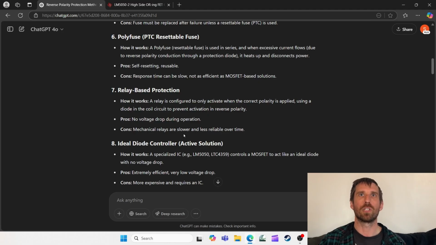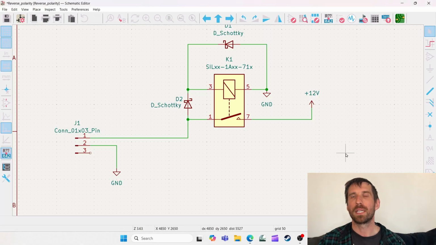Mechanical relays are slower and less reliable over time. True. Turn on and turn off, 15-20 milliseconds. Our MOSFETs would be measured in nanoseconds. Less reliable over time. True, because we have contacts here and there.